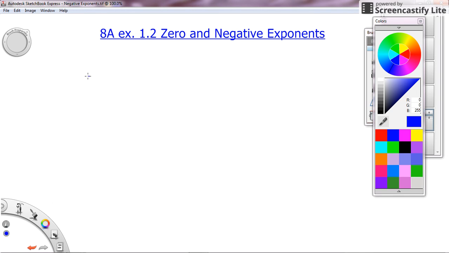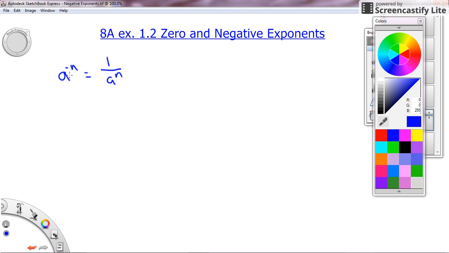Okay, the definition of a negative exponent is this. When you take a base, here my base is a, and you raise it to a negative exponent, it's the same as taking the reciprocal of the base, which is 1 over a, and raising it to the positive exponent. Now that sounds like nonsense, but let's do some examples and you can see what I'm talking about.